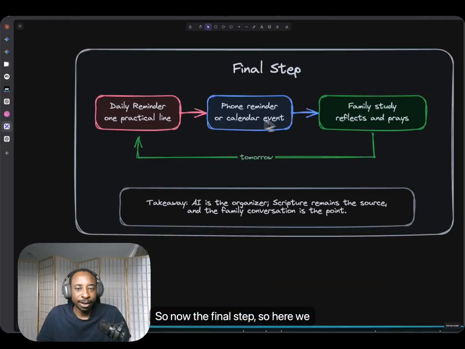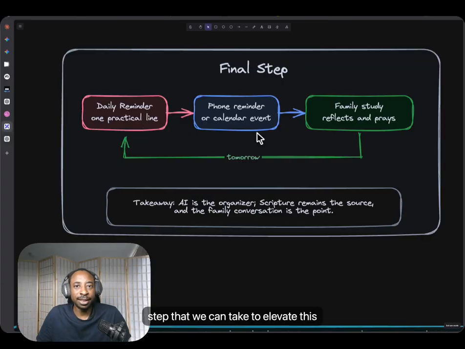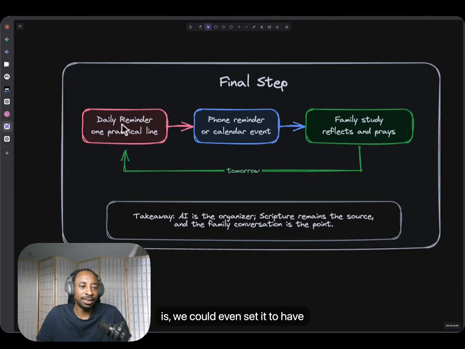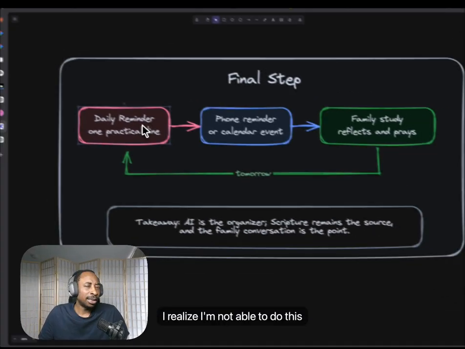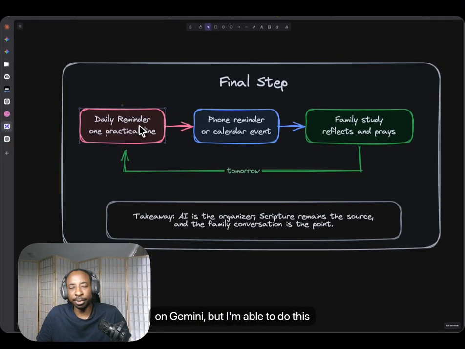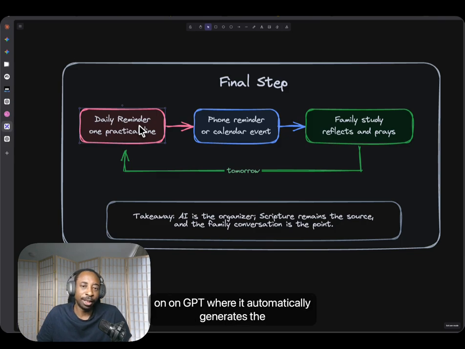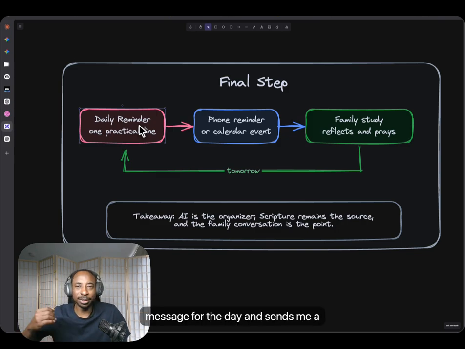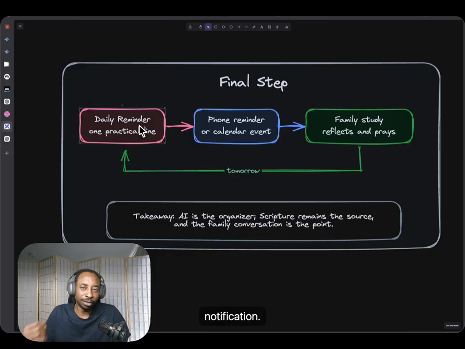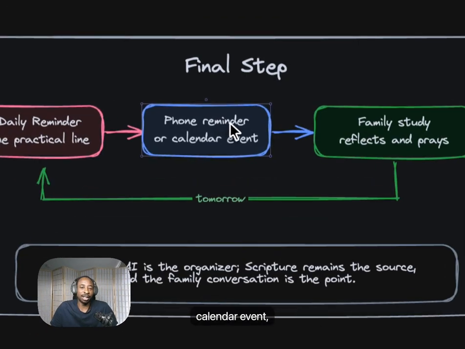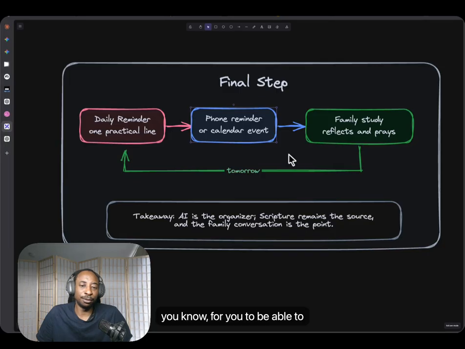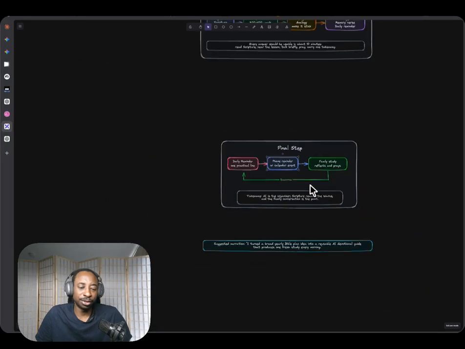So the final step that we can take to elevate this is we could even set it to have a daily reminder. I realize I'm not able to do this on Gemini, but I'm able to do this on GPT, where it automatically generates the message for the day and sends me a notification. But of course, you could also set this to be a phone reminder or a calendar event, to be reminded every day of how this works.